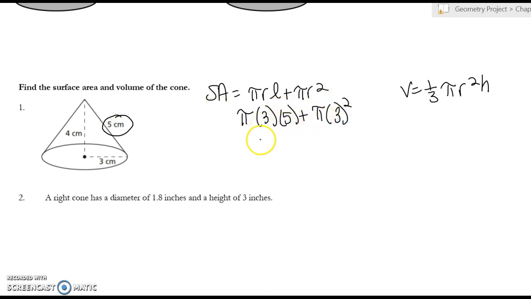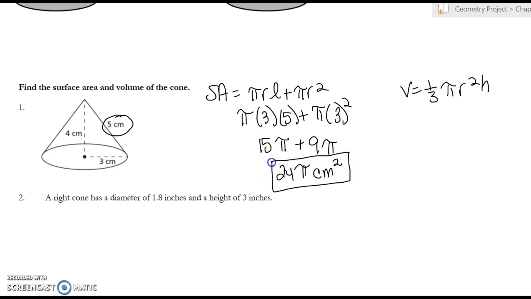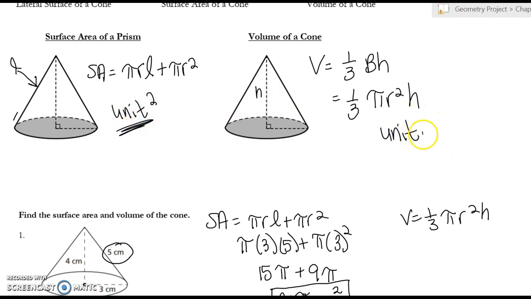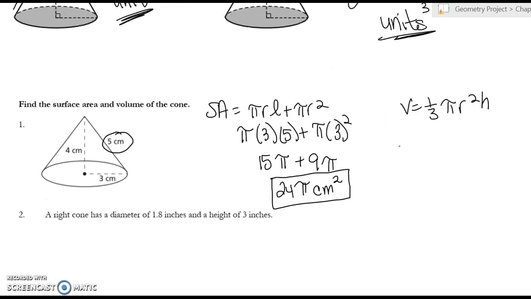Okay, so 3 times 5 is 15, so it's 15 pi. Plus 3 squared is 9, so it's 9 pi. And 15 pi plus 9 pi is 24 pi. And so it's 24 pi centimeters squared, because area is something squared. Maybe we should add up here. And this is units squared. This is units to the third. Okay? All right, let's try one more.